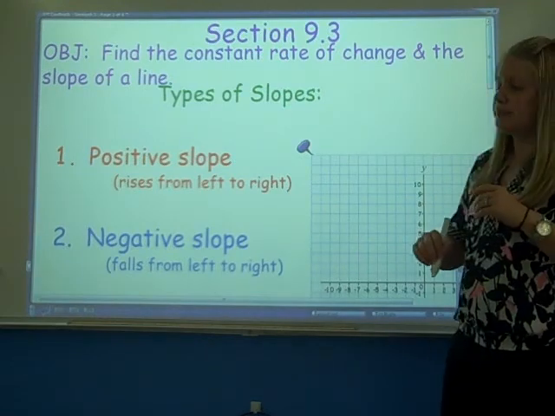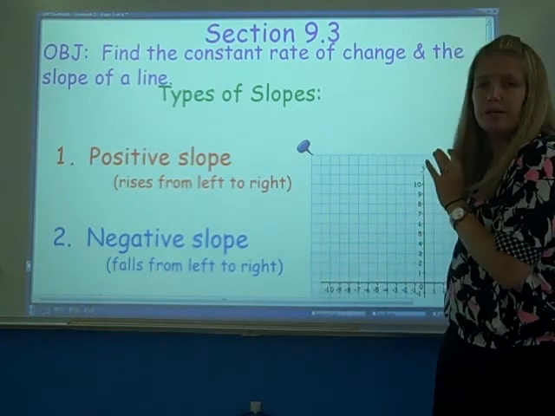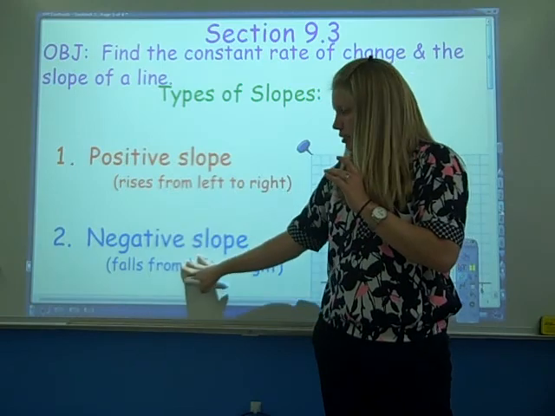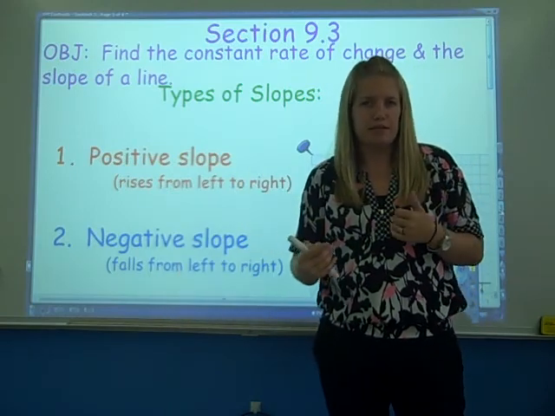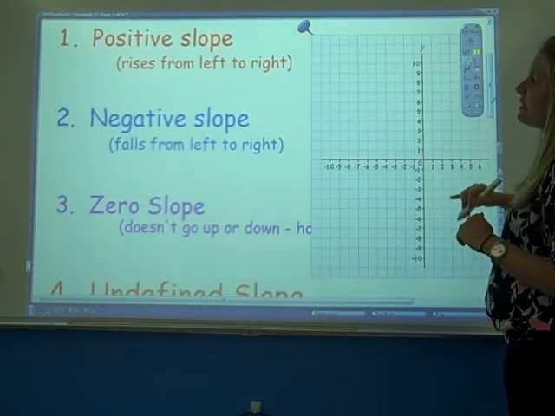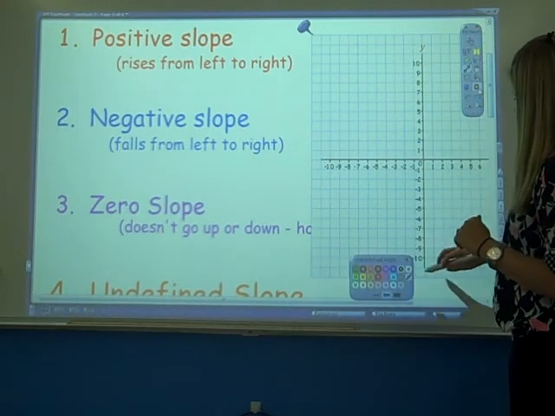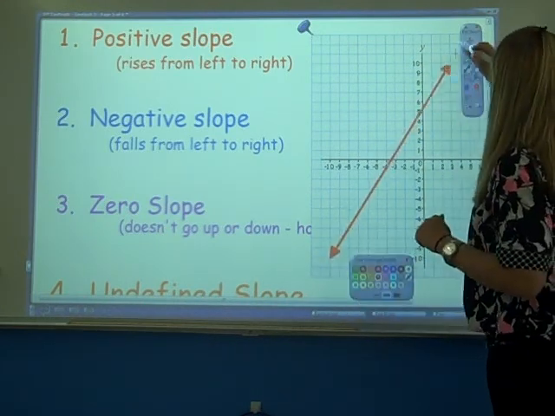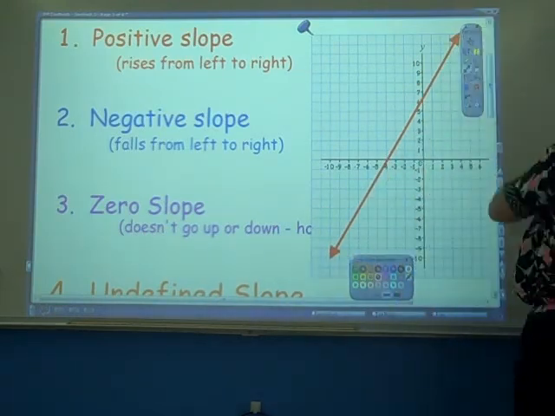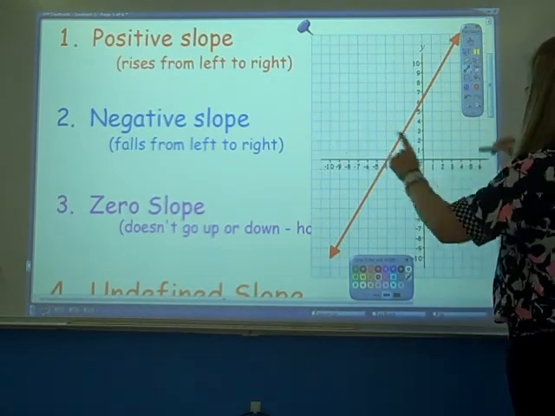Okay, types of slope. There are 4 types of slope. You're going to sketch a little coordinate plane. I'm going to draw this in red, then I'll do the next one in blue. I'm going to kind of color coordinate so I can tell the difference. A positive slope rises from left to right. So a positive slope, and I'll draw it with my arrows here, is going to go like this. Okay? From left to right, it's going to go up. That's a positive slope.